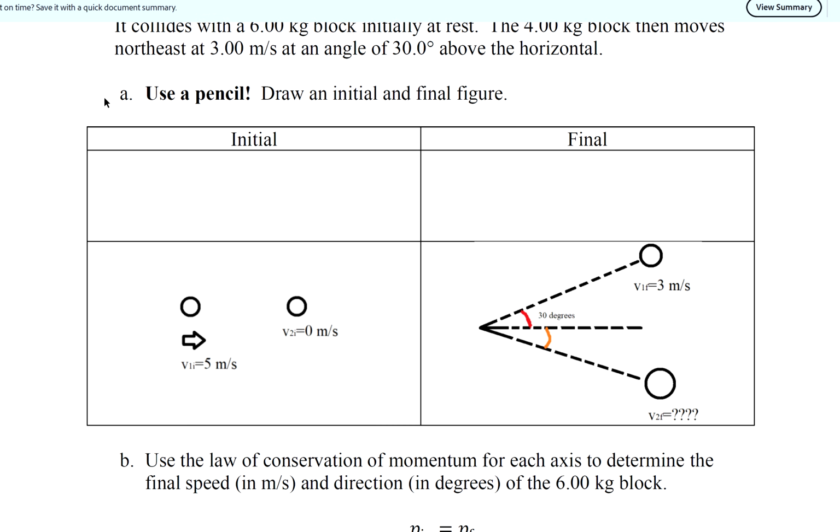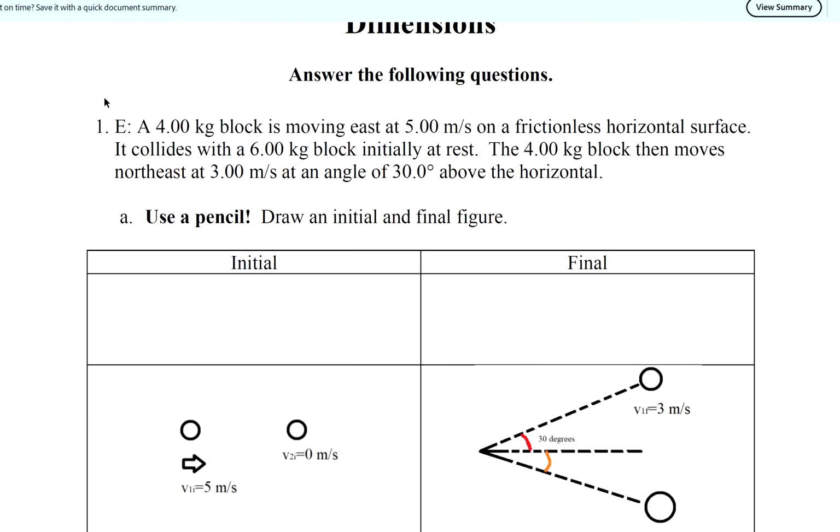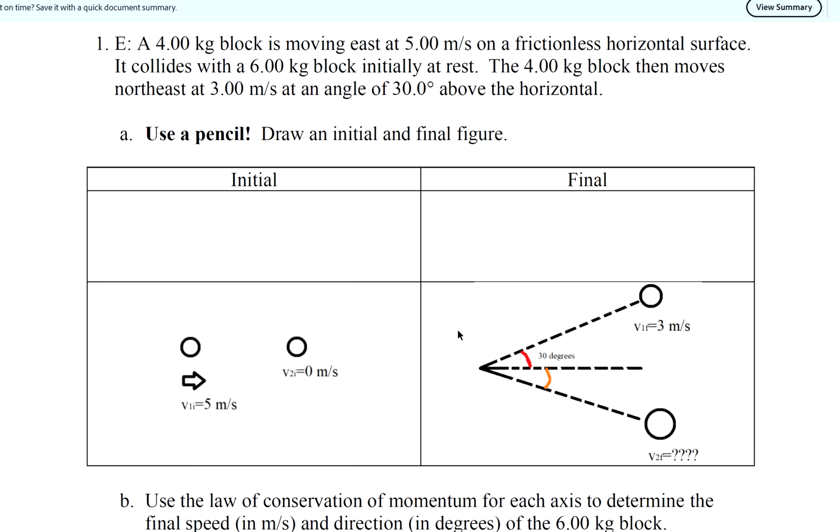So initially, object 1 is moving to the right at 5 meters per second, object 2 is at rest. Finally, we have something that looks like this.